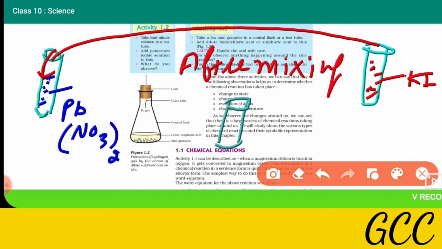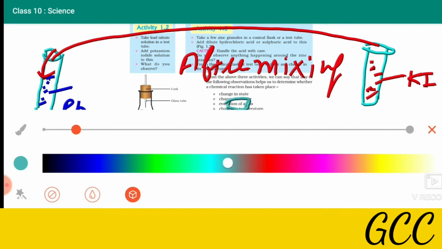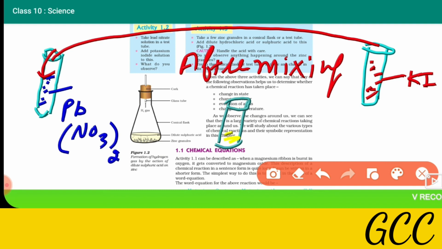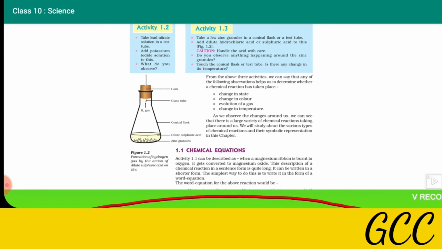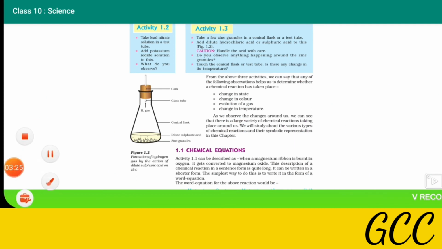You might see that in the test tube there will be a yellow color precipitate. Which color will be formed? Yellow color. Is that clear? Yellow color precipitate will be formed by mixing the potassium iodide and lead nitrate. Now I will show you its reaction, how this reaction is actually occurring.